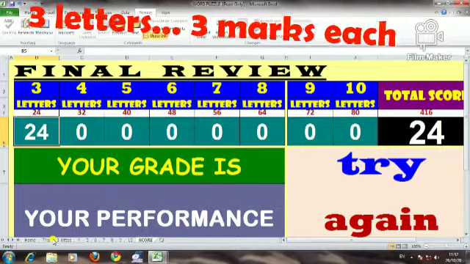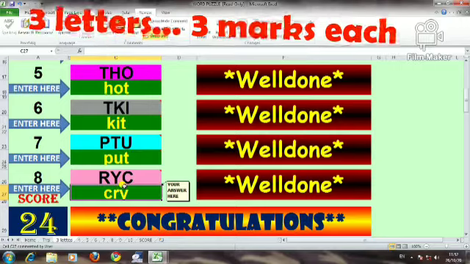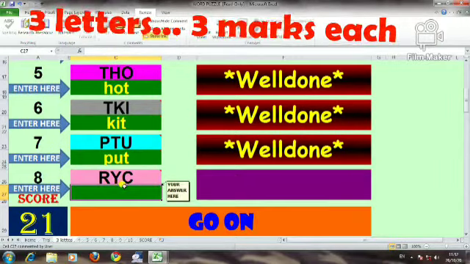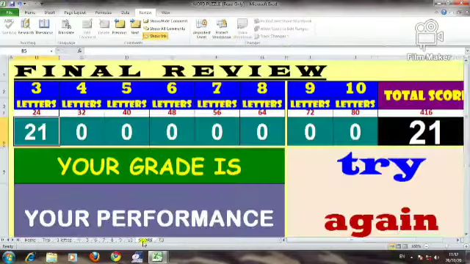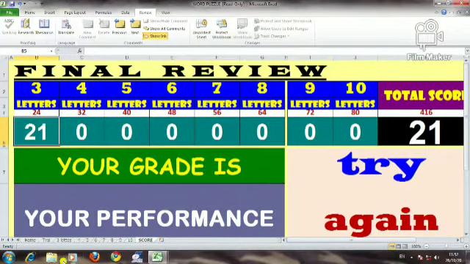Suppose you are losing one, how will be the mark? We have to get how many marks? 21 marks. See, we can see 21 marks here. That's all about it. The worksheet is about all this.